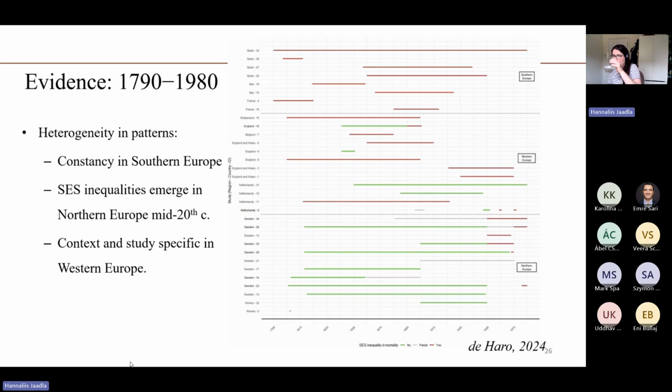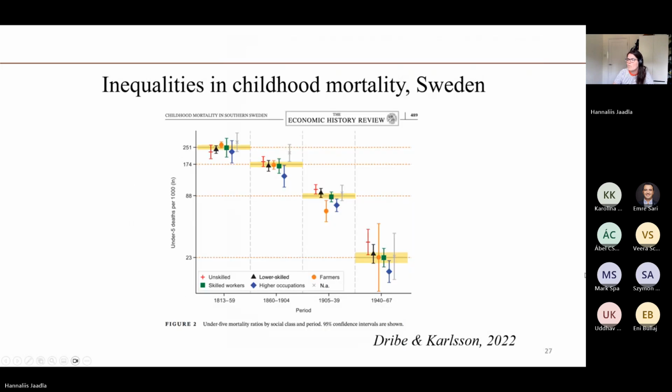I'll show some examples of different papers that have looked at over time changes in inequalities in health. And I have 3 studies which are all based on Sweden, because annoyingly there are not that many places where we have good enough data.